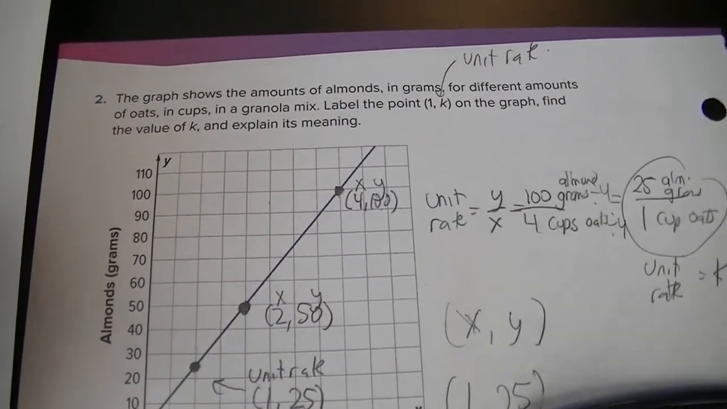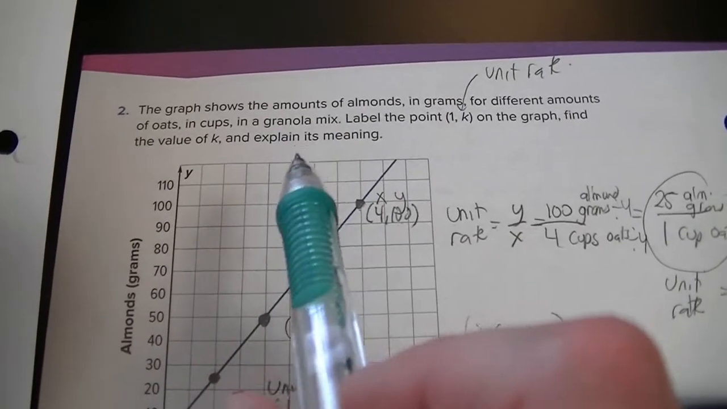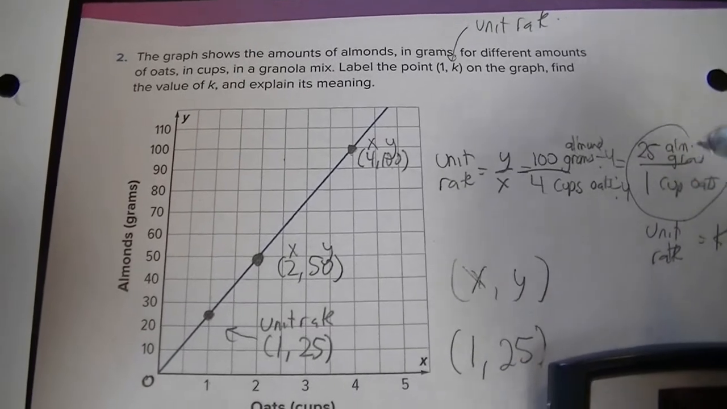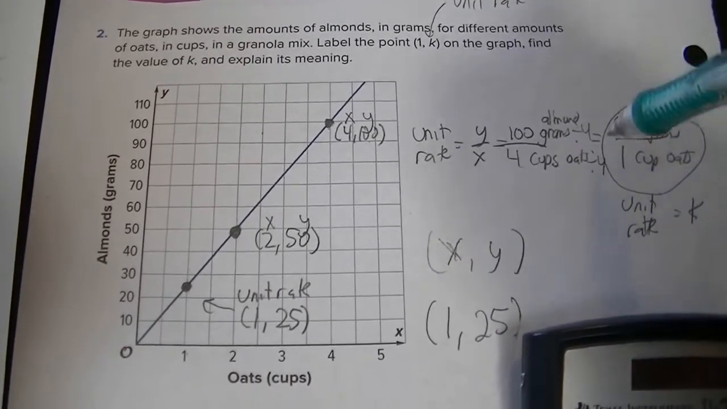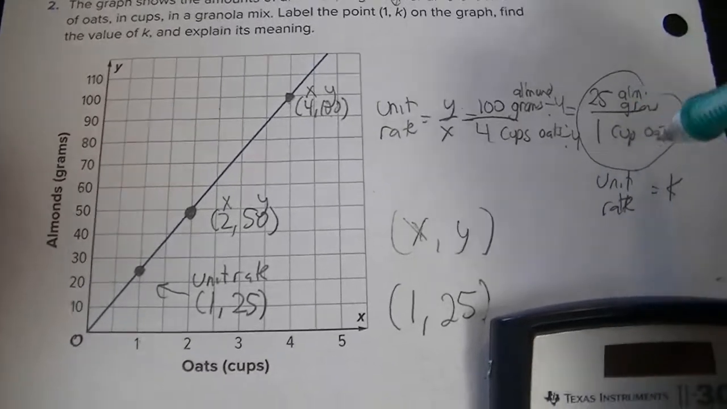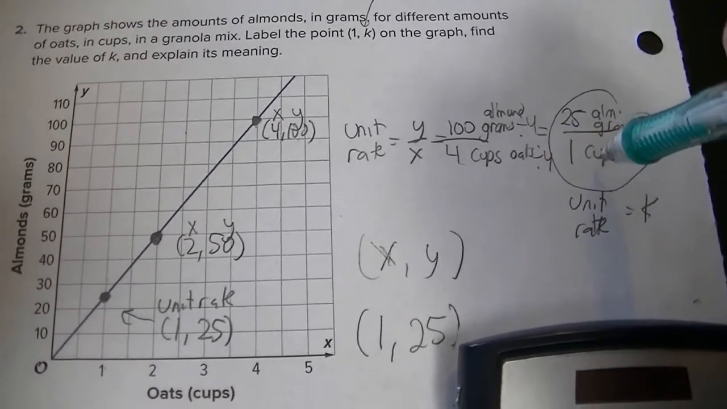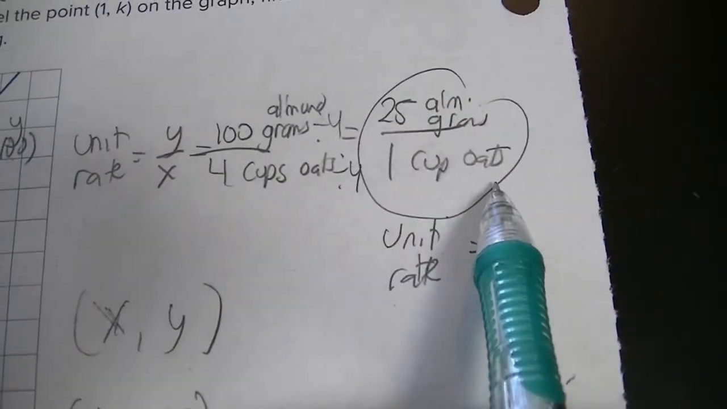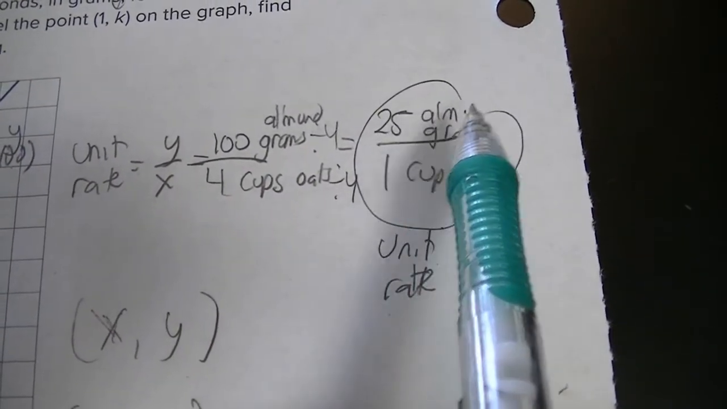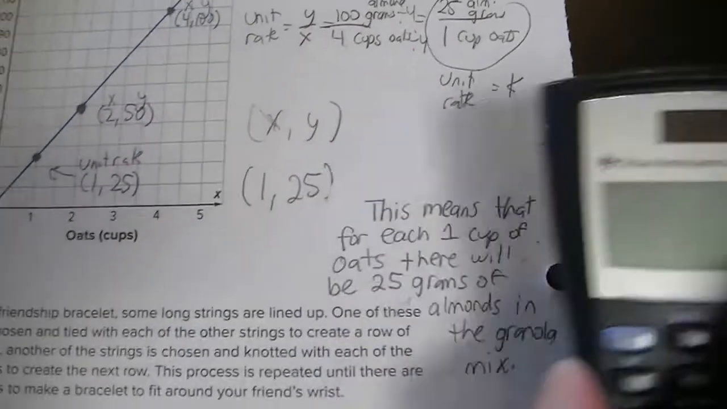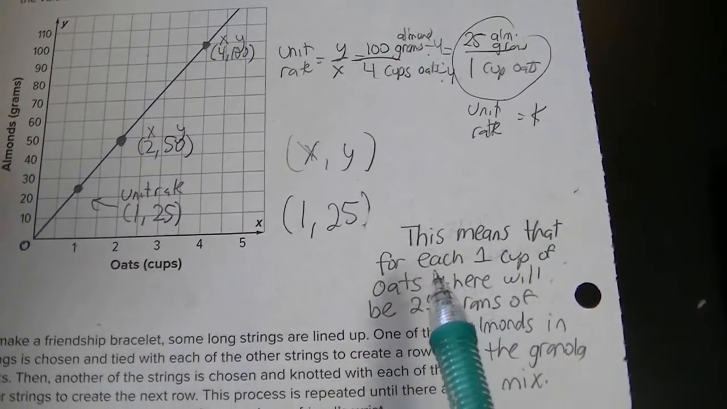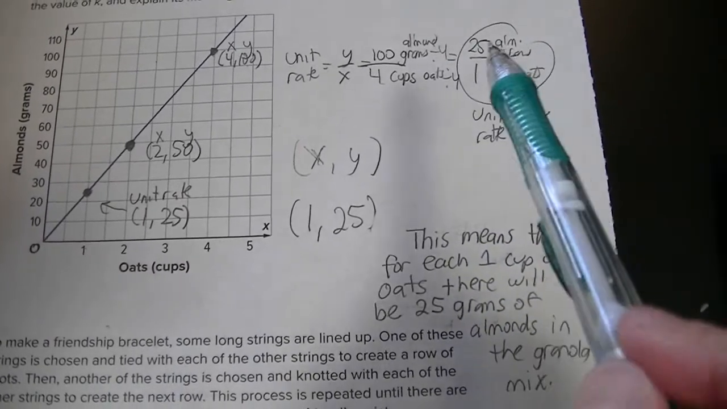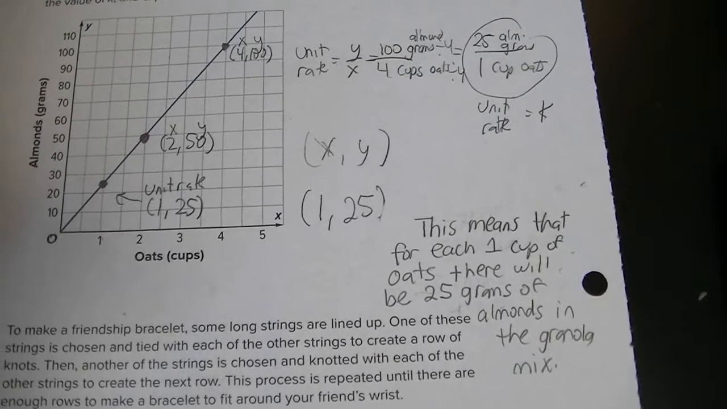All right, now let's make sure we answered all the questions. Oh, we have to explain its meaning. We have to explain what that unit rate means. And I'm drawing your attention right here because remember how you make sure you label everything? This really helps you when you're writing the sentence to explain the meaning of the situation, okay? So it says 1 cup oats, 25 grams of almonds. So here's a good sentence for that. For each cup of oats, for each 1 cup of oats, there will be 25 grams of almonds in the granola mix.